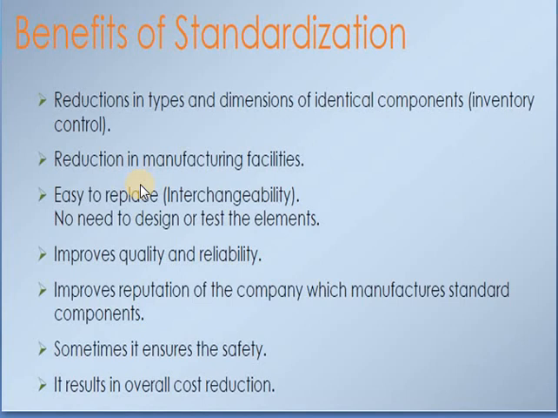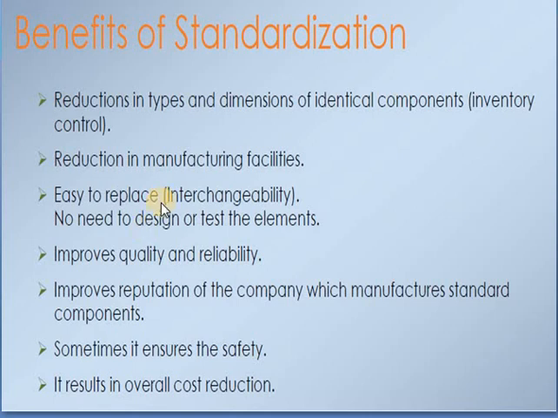Next we have reduction in manufacturing facilities. As the variety of components is reduced, there are only specific components, then the manufacturing facility will be restricted to manufacturing only those components. So that is nothing but, as the number of varieties reduces, there will be reduction in the manufacturing facilities.